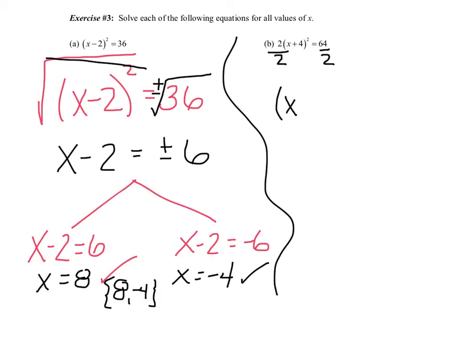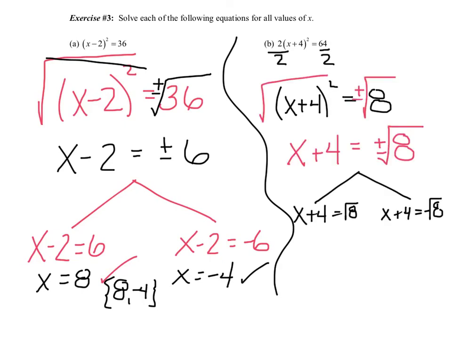So now I have (x + 4)² = 8. All right, again, pause it and try it on your own. It's exactly what we just did. Pause it, see what you get. All right, you can follow my work again.